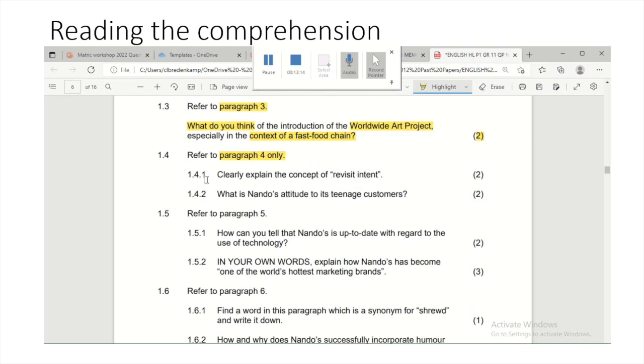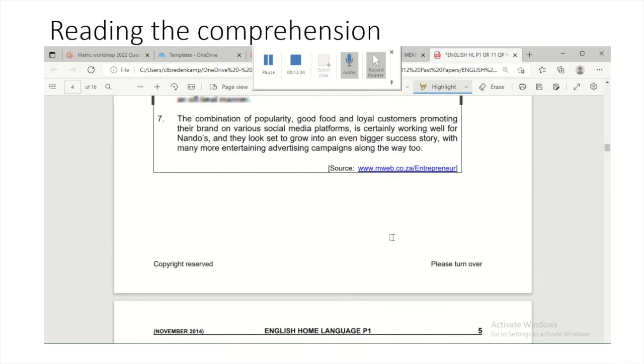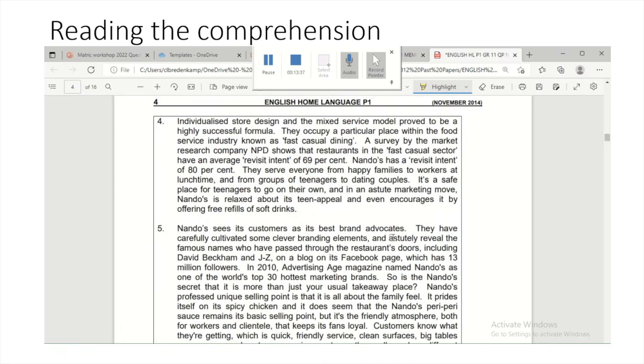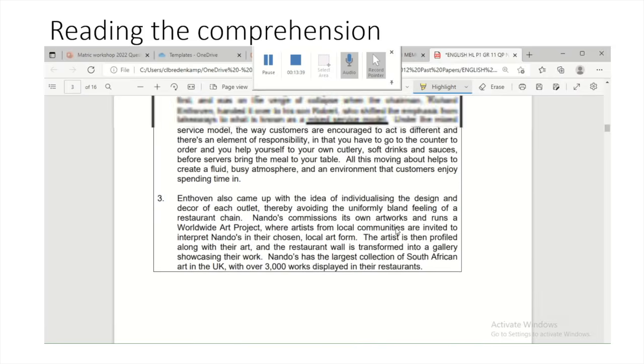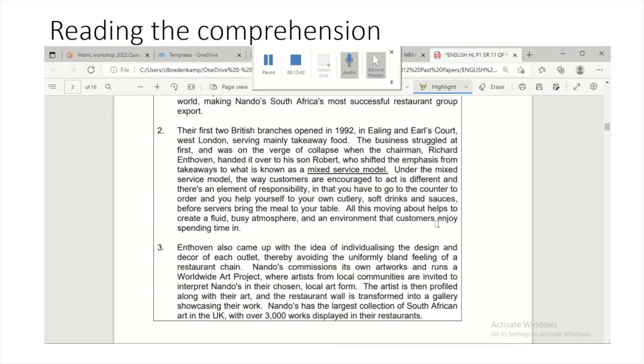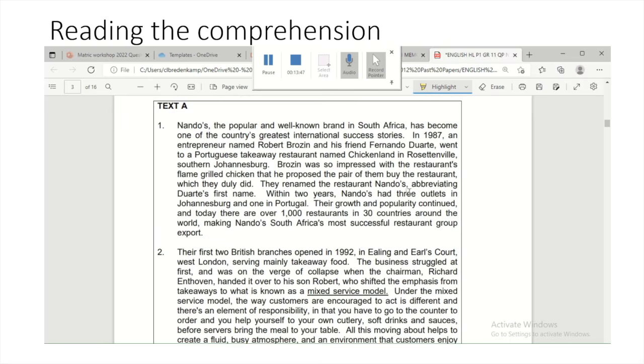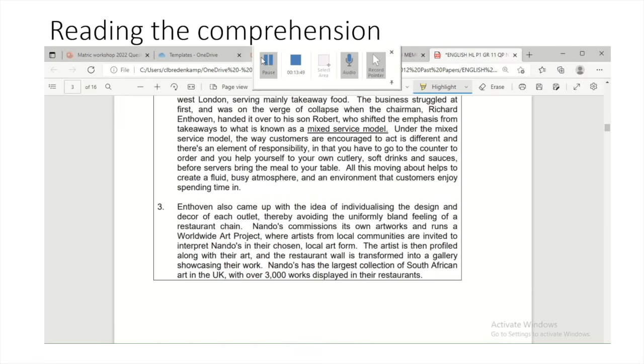Then, 1.4.1, clearly explain the concept of revisit intent. So what you need to do is explain revisit intent for 2 marks. You need to be able to give 2 points about what revisit intent means. Let's have a look at what revisit intent is in the actual context of our comprehension. That is one of the key elements, grade 11s, to understand that you need to look at everything in context.